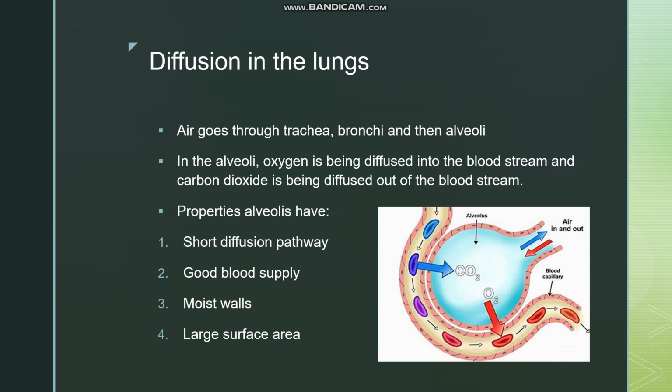So in this picture you can see the carbon dioxide moving out of the blood cells and oxygen moving into the blood cells, and you can also see that the diffusion pathway is very short as it's only 2 cells thick.